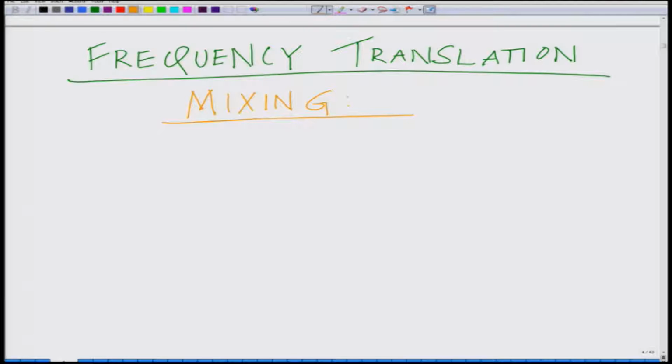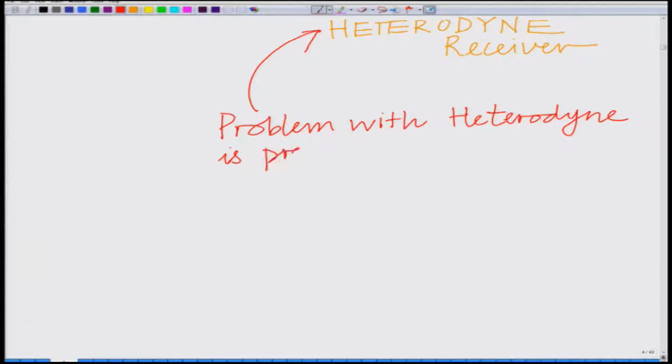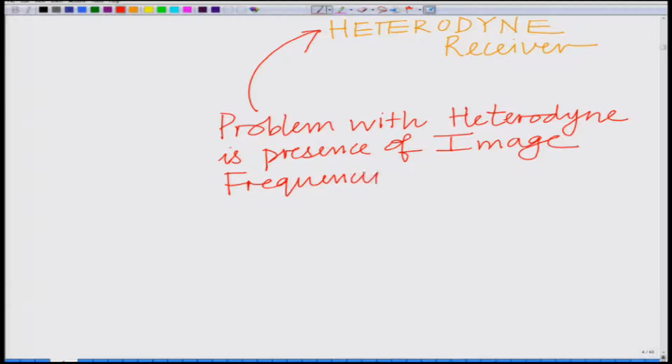And the problem with the heterodyne receiver that we have seen is the presence of what is known as an image frequency. Now, what is an image frequency?